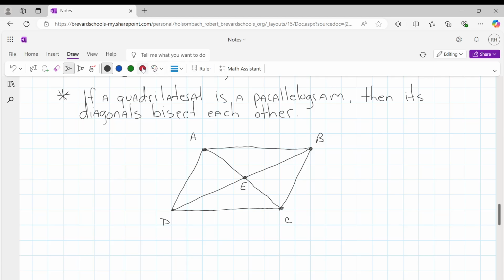here's what the rule means. Diagonals bisect each other. So where they intersect becomes the midpoint of both diagonals. So D to E is congruent to EB. D to E is the same distance as E to B. That also means that E is in the middle of AC. So A to E is the same distance as E to C.